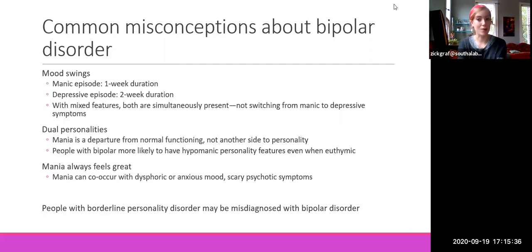They have to be separate from each other, or your diagnosis would be something more like either a manic or depressive episode with mixed features. But even with mixed features, symptoms of both are present simultaneously. So it's not like someone is switching from euthymic to dysphoric mood rapidly or within the same day. They're just kind of feeling both ways at once. So people with bipolar disorder aren't having wild mood swings. They're just having wild changes in mood that last a really long time.